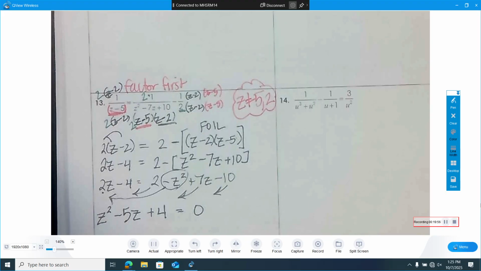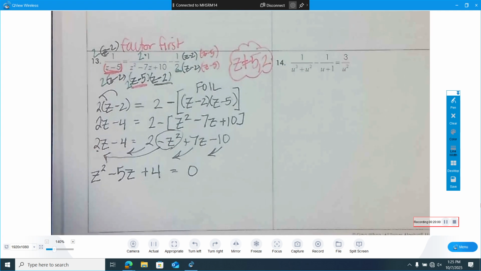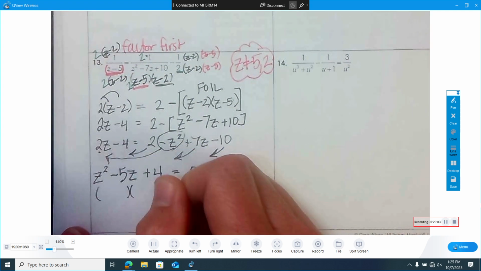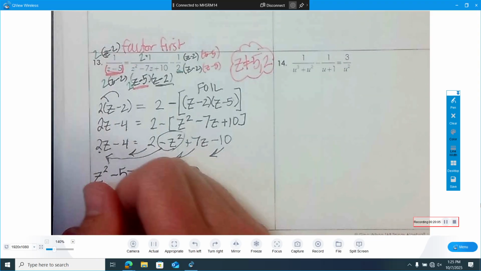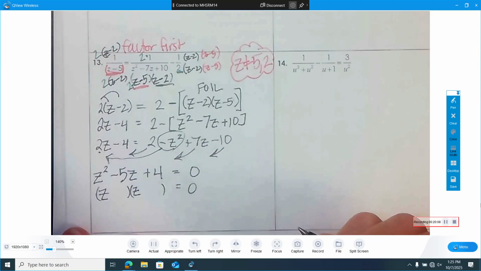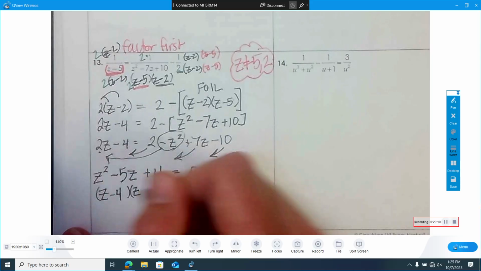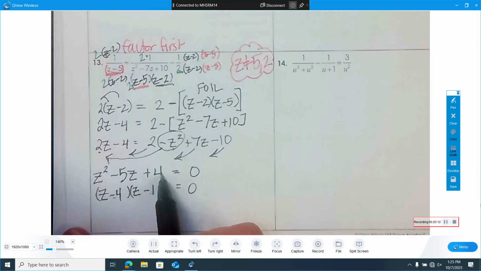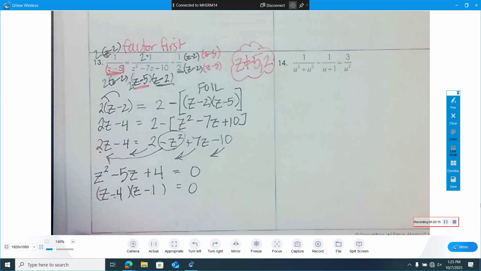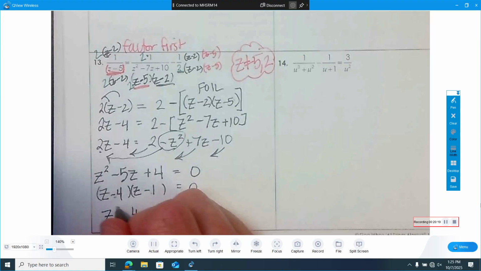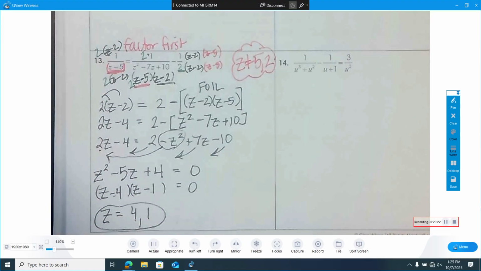Okay. All right, and then what do we need to do? Double bubble. Z minus 4 and z minus 1. Good, good. Negative 4 times negative 1 gives you that positive 4, which means z equals 4 or 1 for our answers. And again, you can check by plugging them back in. Always a good plan.